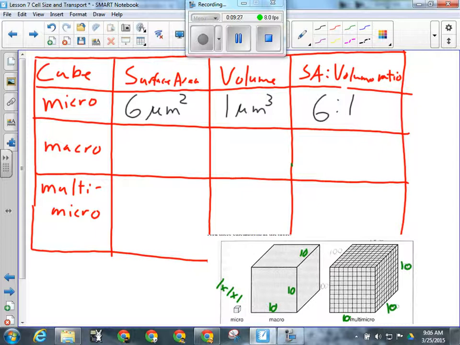All right, looking at macro, I've got to do the same thing. For surface area, I've got 10 by 10, which is 100, times the number of sides, 6. The surface area is 600 square micrometers. Okay, and volume is length times width times height. 10 times 10 is 100, times 10 is 1,000.